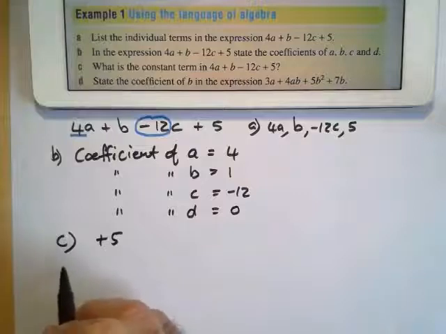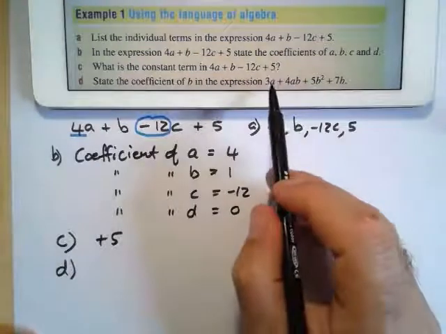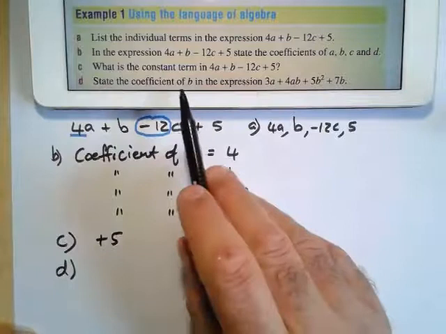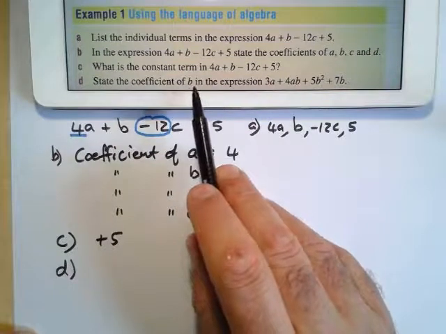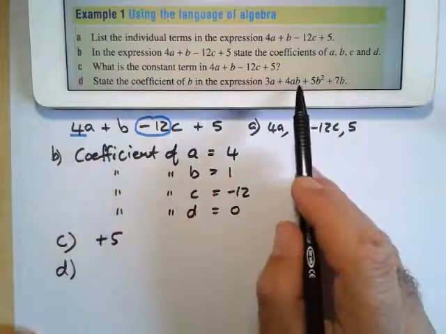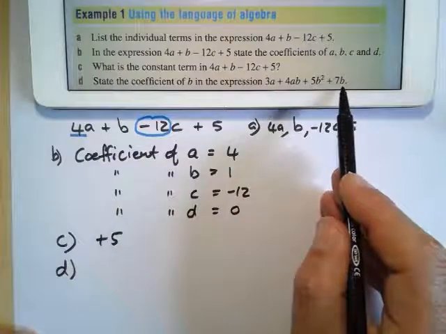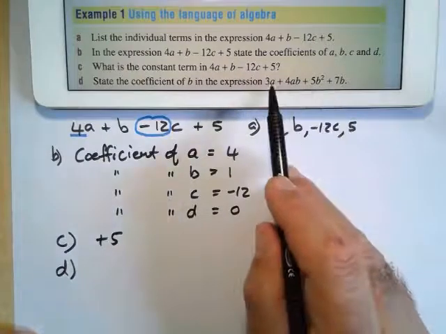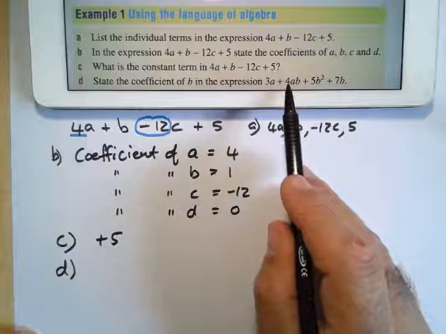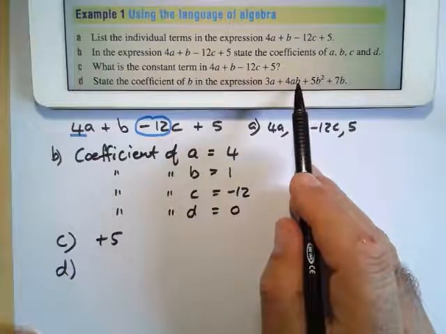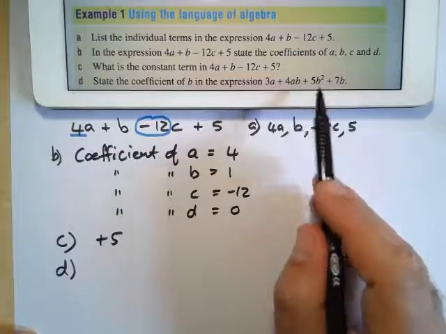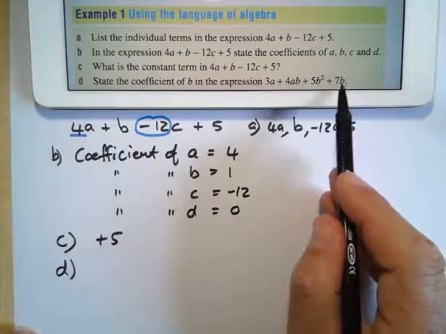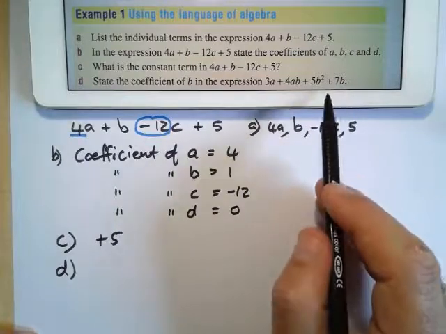The last one is state the coefficient, and now this is new, it's not the same equation. State the coefficient of b. Now, a times b is not the same as b. Neither is a and a times b. Remember, this is 4 times a times b. So the only coefficient of b is the term that only has b's in there.